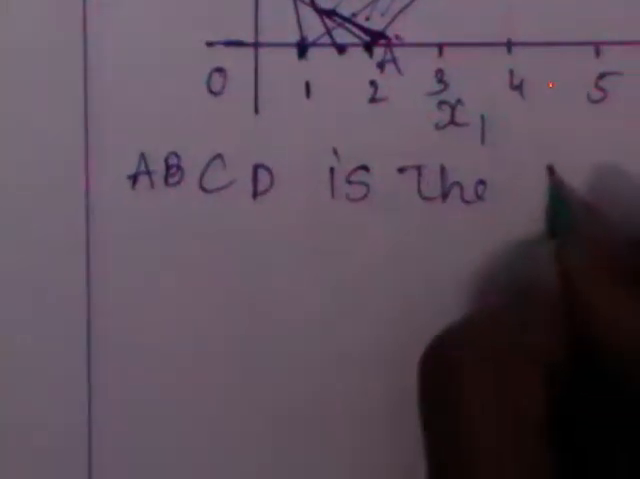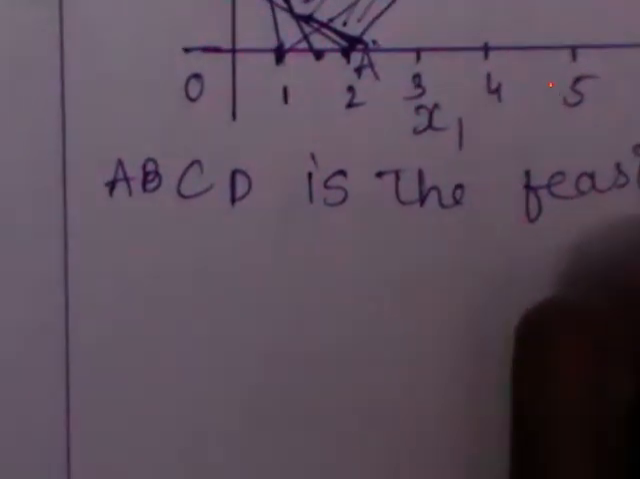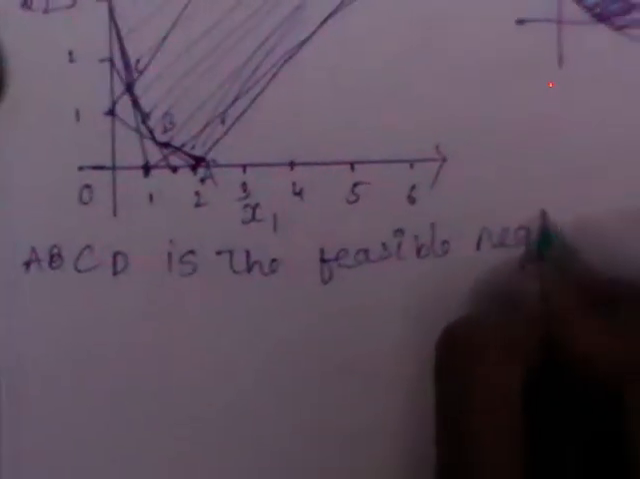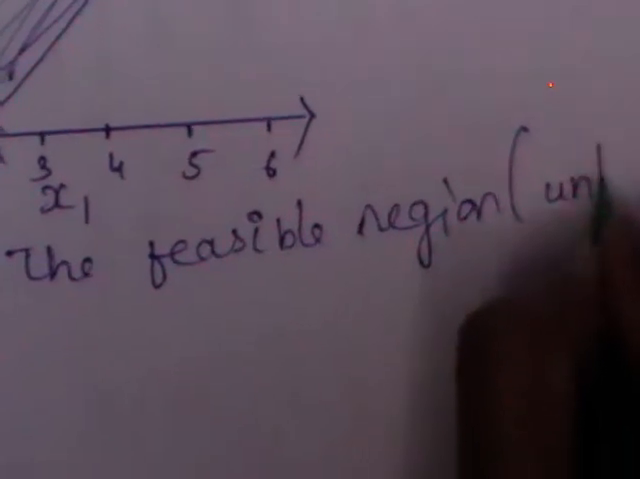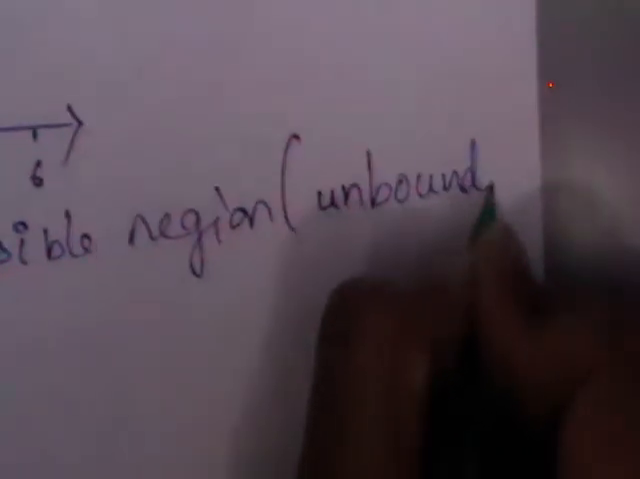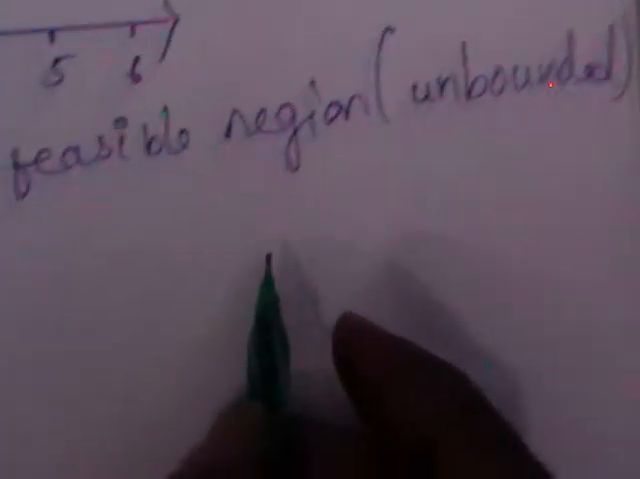Here if you observe, we have a common region but it is not a closed one. We can write this as A, B, C, D. A, B, C, D is the feasible region. Moreover, it is unbounded. This is not bounded by any other line, so we can call this feasible region an unbounded solution.